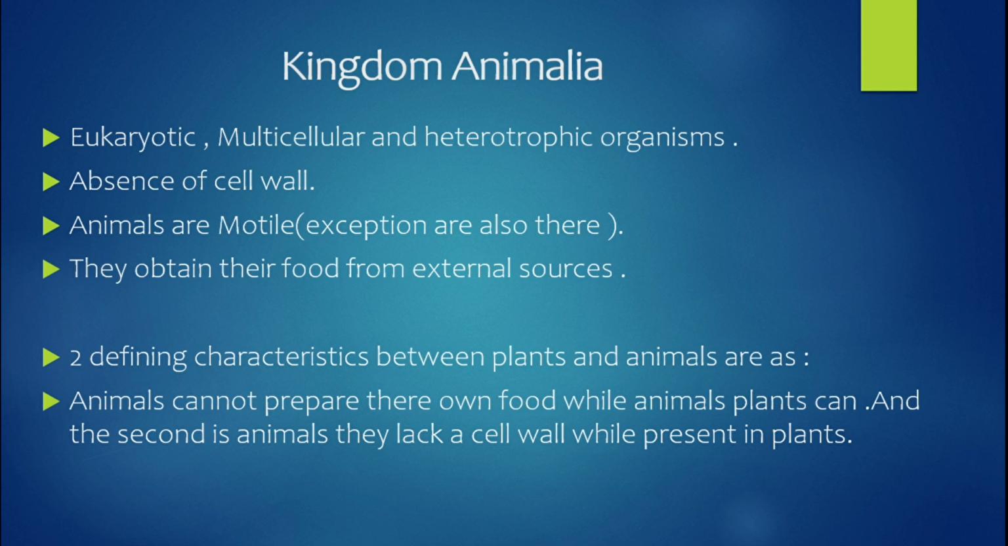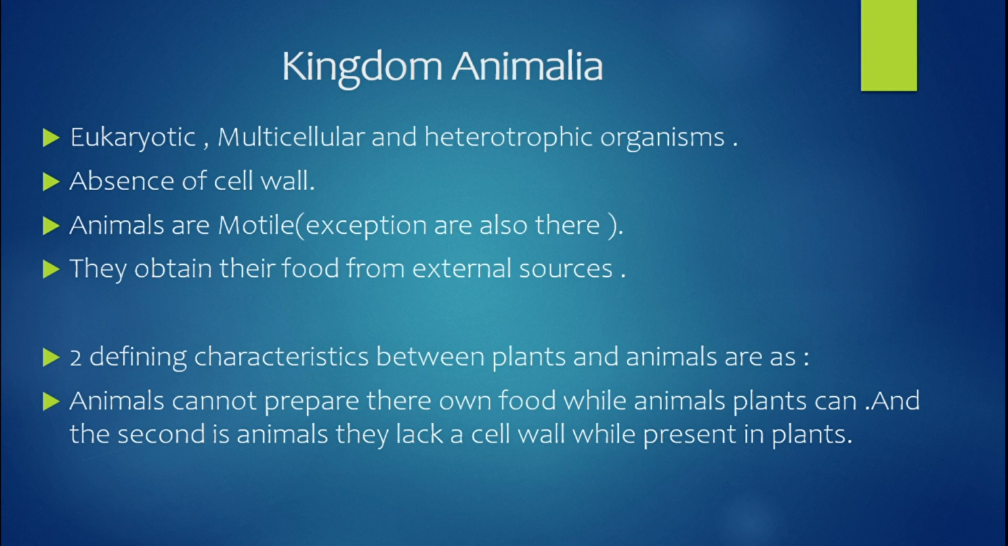Next, animals are motile. Now there are a few exceptions in the further coming phyla, as they are the very primary or primitive animals. There are a few exceptions which do not move, or they move but only under the water or somewhere. So the animals are motile. Now they obtain food from external sources. Animals cannot prepare their own food, they obtain the food from external resources.